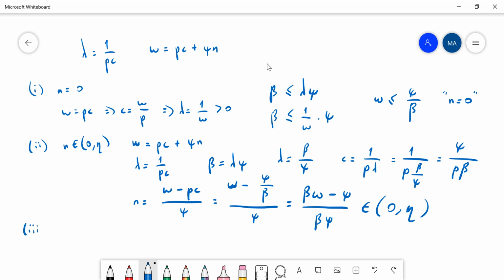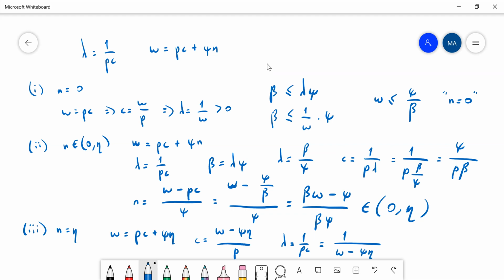Now, in the third case, what do you have? You have N equals eta, okay? Now, if N is equal to eta, from the budget constraint, you know PC plus psi eta equals W, right? So C is equal to W minus psi eta divided by P. Then, of course, your lambda is 1 over PC. It is still true. So it is W minus psi eta. Okay? Now, clearly, this must be also greater than or equal to 0, right? And also, since N is equal to eta, you have beta greater than or equal to lambda psi.